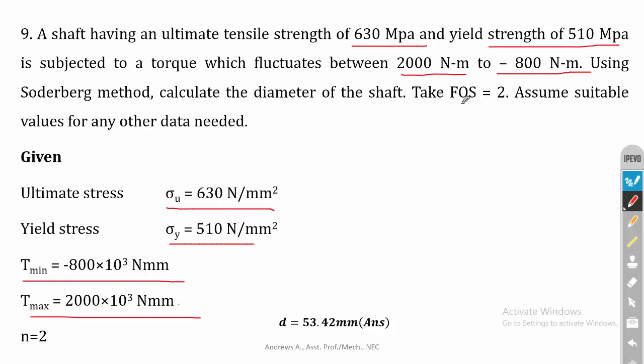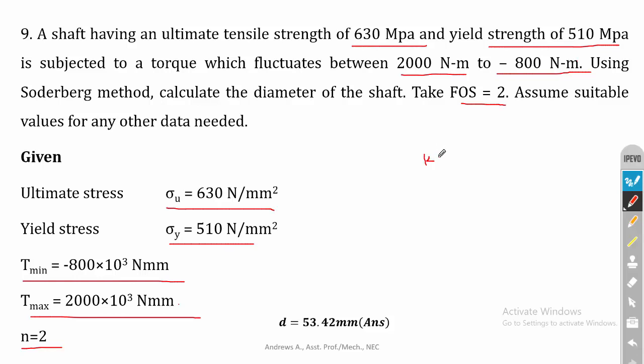Take factor of safety equal to 2. So the factor of safety value n is given as 2. Assume suitable values for other relevant data. In the problem they have given sigma u, sigma y, T minimum, T maximum and n. But the stress concentration value is not given. Also we don't have any drawings to find the stress concentration value. So we have to assume the stress concentration value.